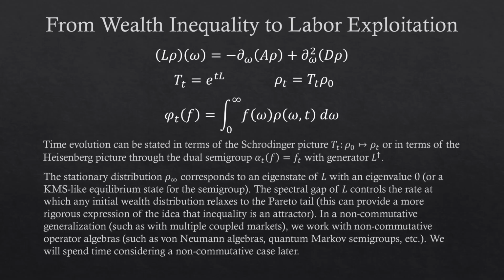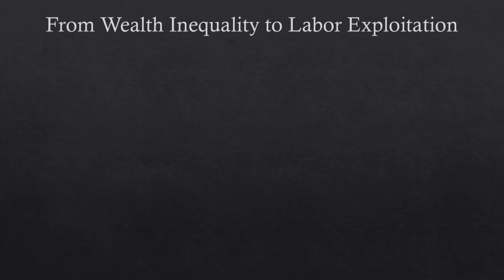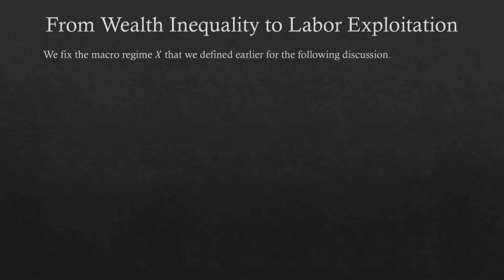In a non-commutative generalization, such as with multiple coupled markets, we work with non-commutative operator algebras, such as von Neumann algebras, quantum Markov semigroups, etc. We will spend time considering a non-commutative case later. We fix the macro regime X that we defined earlier for the following discussion.